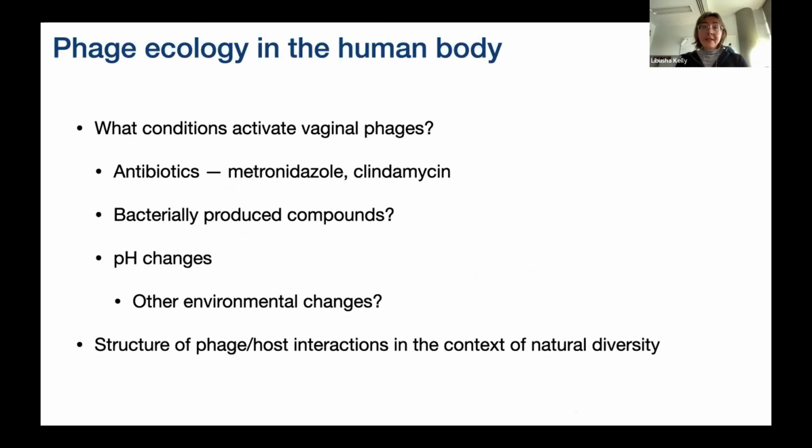And so in summary, when we're thinking about phage ecology in the human body, particularly in the vaginal microbiome, we're interested in what conditions activate phages. So we talked about antibiotics. In some systems, the antibiotic clindamycin has been shown to induce phages. We're also interested in bacterially produced compounds, sulfide for example, the subject of our other publication that's coming out tomorrow. We are curious to know if sulfide itself can also act as a phage inducer here.